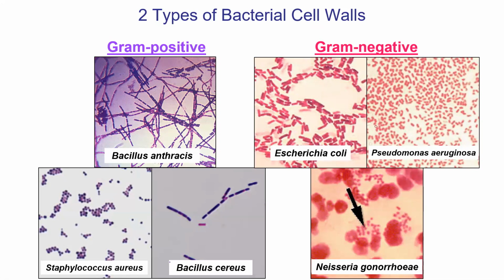On the right, you can see some different organisms there. We will be staining E. coli. We will not be staining gonorrhea. We're not going to have any pathogens in the lab, but you can certainly see the differences, and it can help you to identify the organisms.